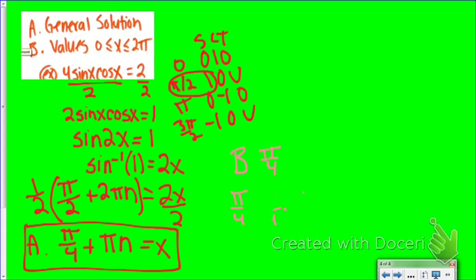So then I would take that same starting number, and I'm going to add that interval. So I'm going to add 4 pi over 4. So now I get 5 pi over 4, and that does fall in that range. If I were to add 4 pi over 4 again, I would get 9 pi over 4, but 9 pi over 4 is going to be outside of that 2 pi range. So these are the only two values that fall between 0 and 2 pi.